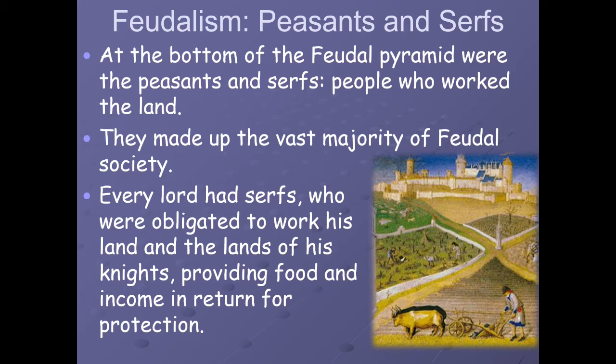Feudalism, peasants, and serfs. At the bottom of the feudal pyramid were the peasants and serfs, people who worked the land. They made up the vast majority of feudal society, and every lord had serfs who were obligated to work his land and the lands of his knights, providing food and income in return for protection.